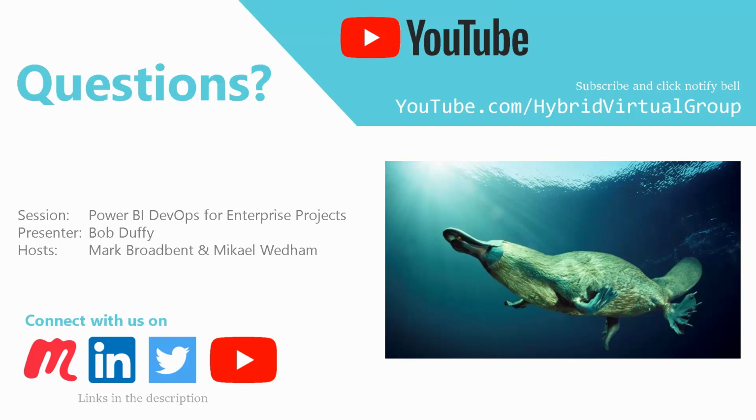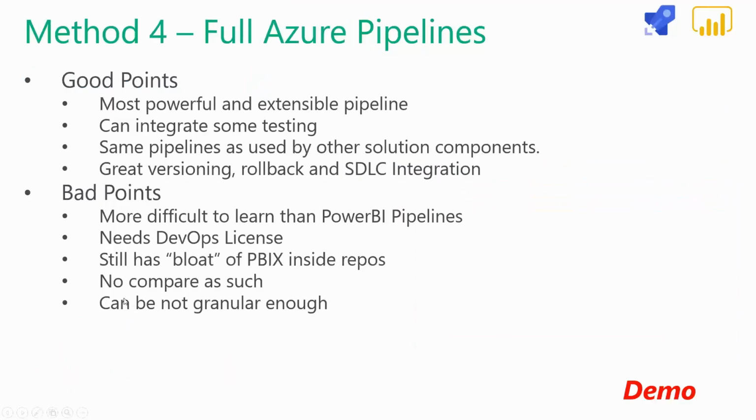Yeah, so that's one of the, cannot be granular enough, right? That's one of the problems with pipelines in general, they can be very monolithic, right? So what that means is if you've got 20 PBIXs and one of them has changed, it does the whole lot, right? So it's difficult, right?